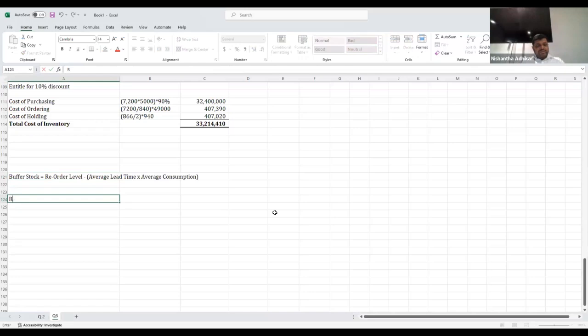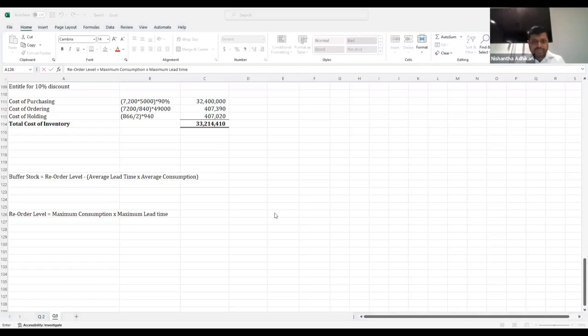Reorder level, how to calculate reorder level? Reorder level equals maximum consumption into maximum lead time. Maximum consumption, how much? Or maximum usage? It should be given.